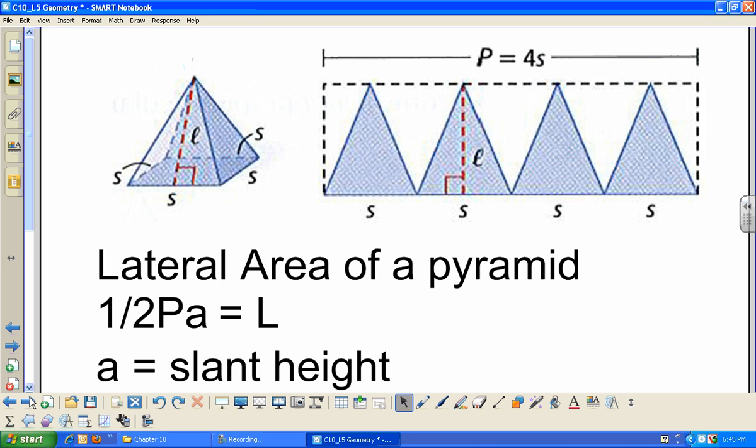We use the perimeter because each one of these triangles is congruent. To find the area of a triangle, we take 1/2 the base times the height. My height of each triangle is my A, that's the slant height. And instead of finding the area of 4 separate triangles, we're using the perimeter of each so that we can take care of it all in one step.